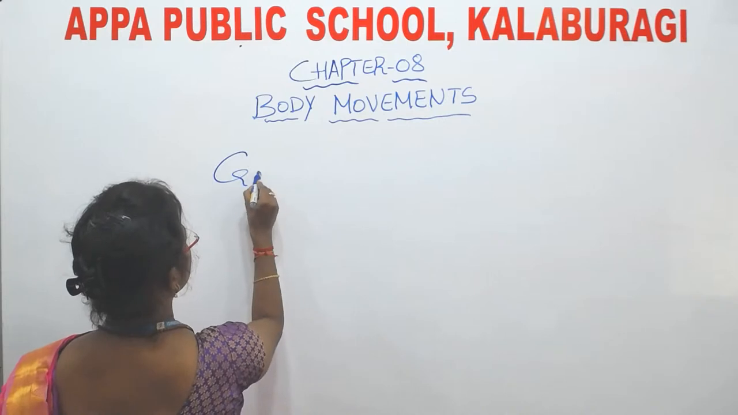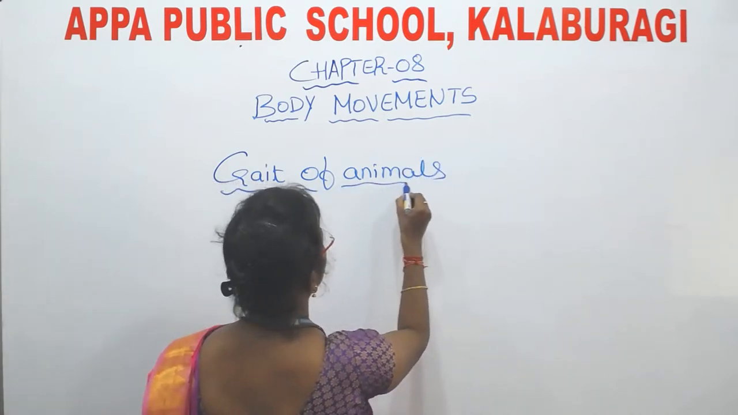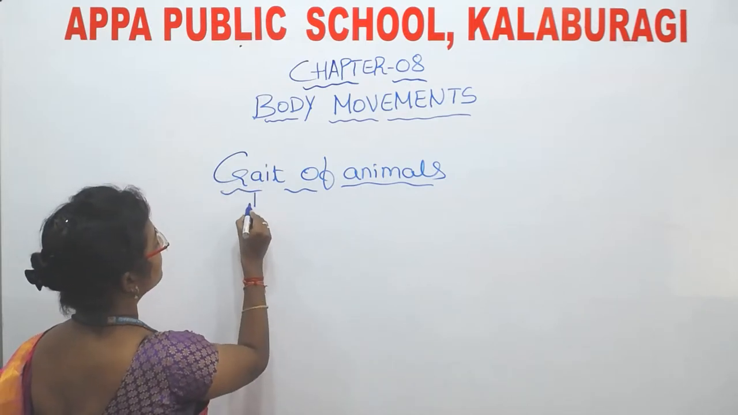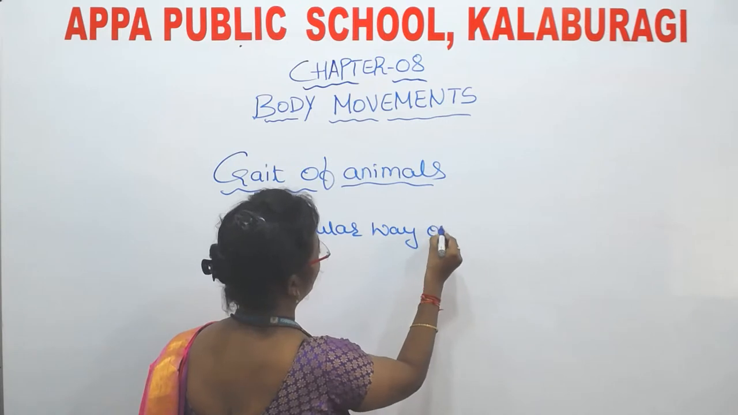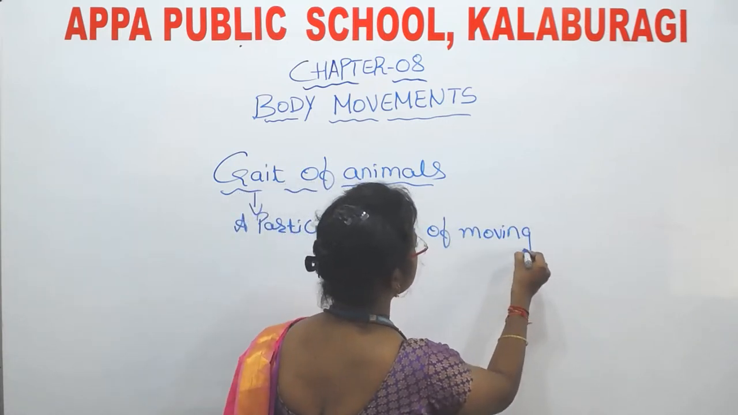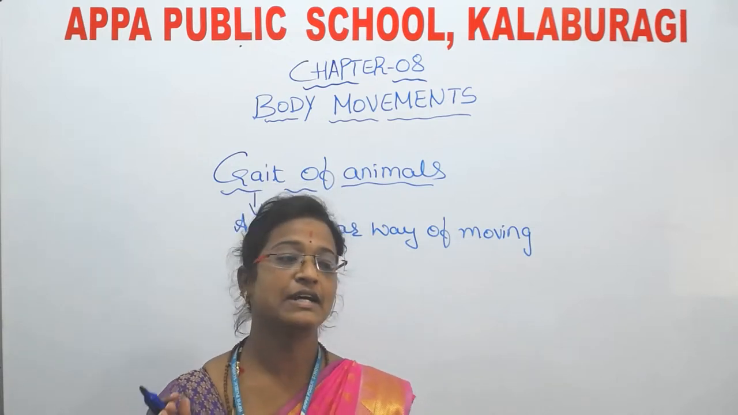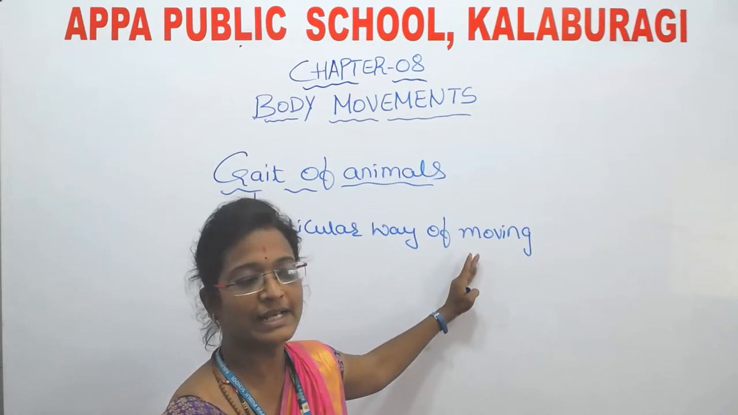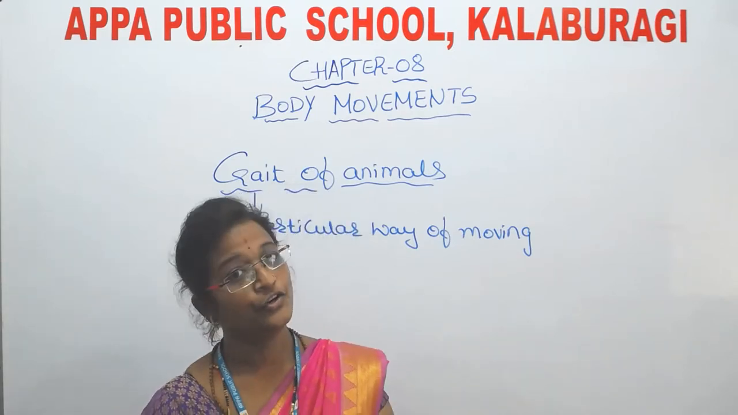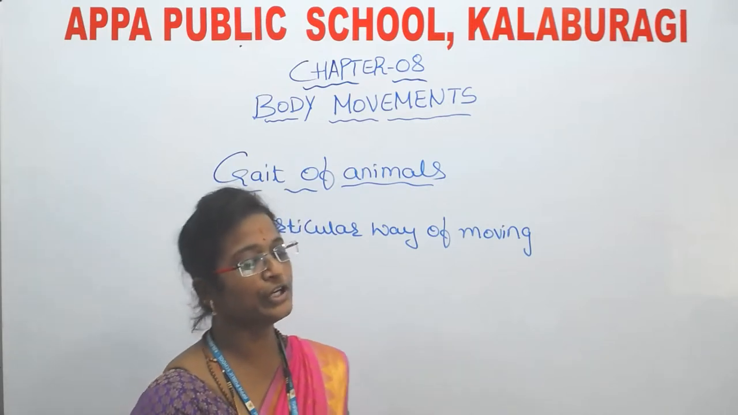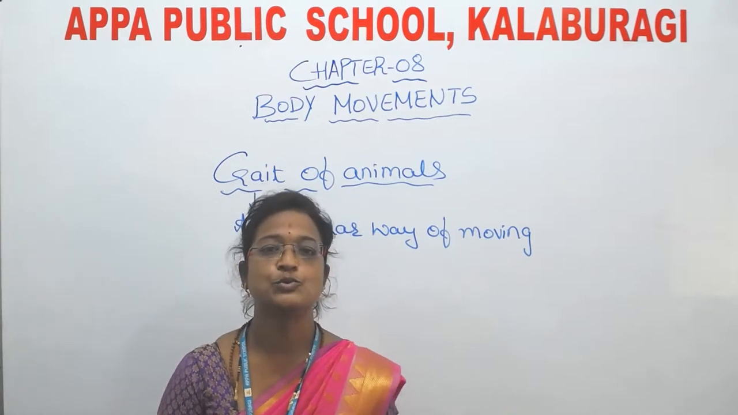We have also discussed the gait of animals. Gait means a particular way of moving. Do all different animals have the same way of moving? For example, will a cow, buffalo, snake and fish all move in the same manner? No, because they move according to their body parts, how it is convenient for them. So here we are going to discuss how different animals move.